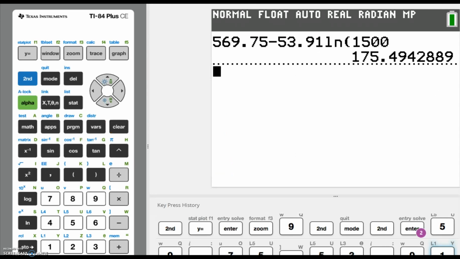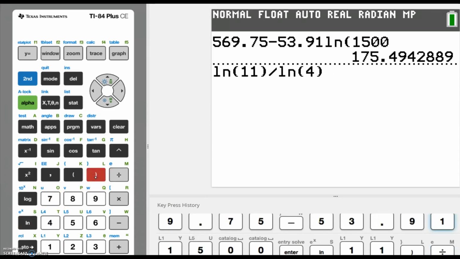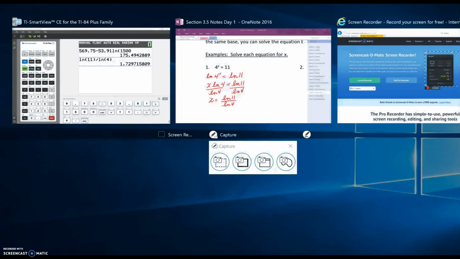So then I've jumped over here to my calculator, and I'm just going to find out what that's equal to. The natural log of 11 divided by the natural log of 4. And I get a result of about 1.7297. So that would be then my answer.